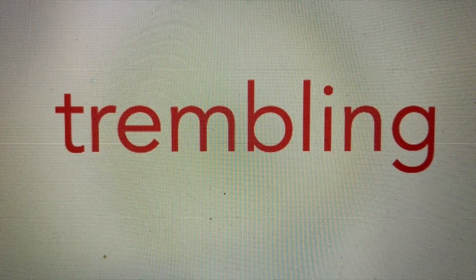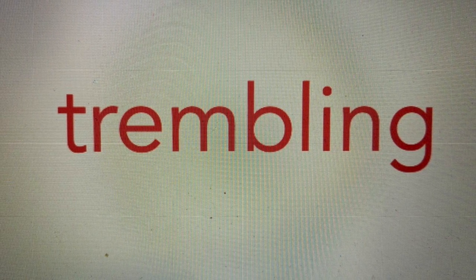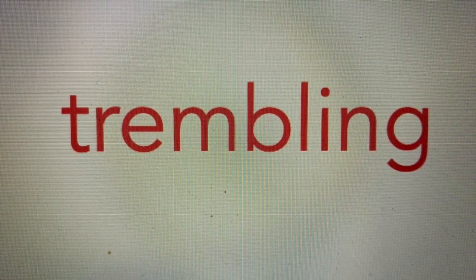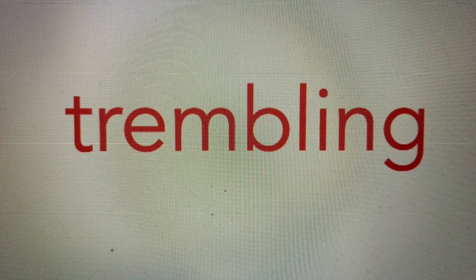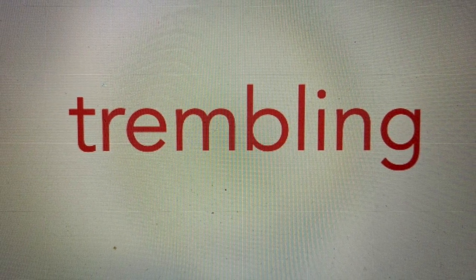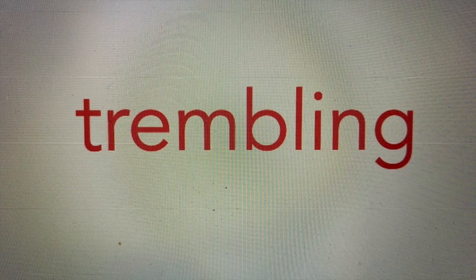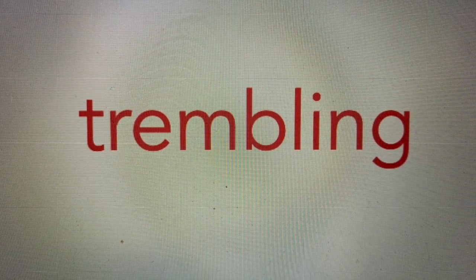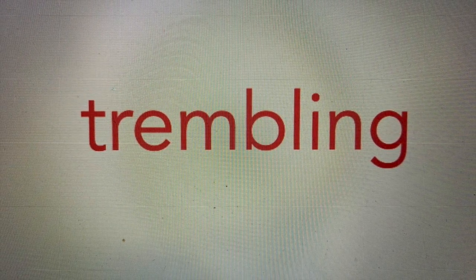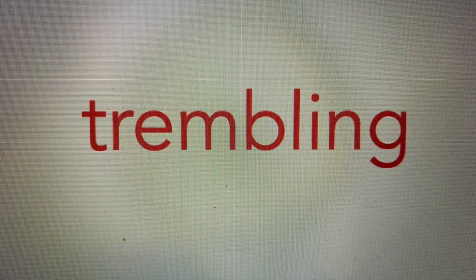The second vocabulary word I want you to listen for in our story, Hannah and Sugar, is the word trembling. I wonder what the word trembling means. Press pause and think about it and tell somebody near you, what does the word trembling mean? And we're going to see if we can find that word in our story.